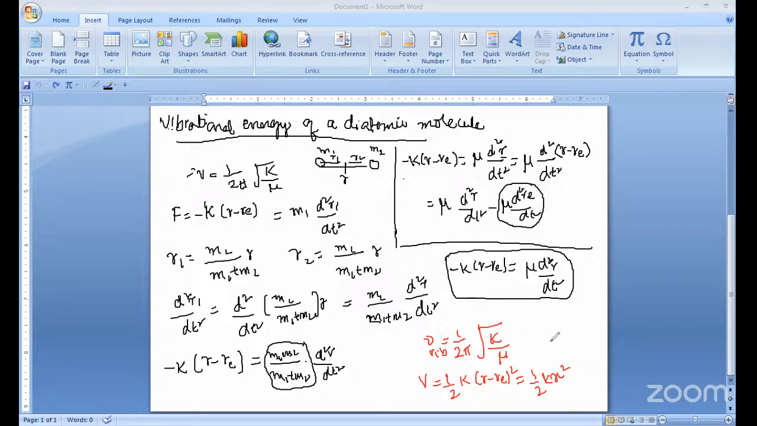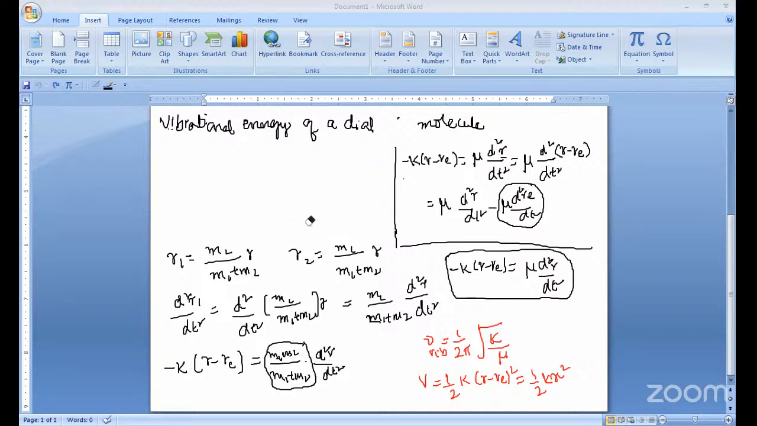Potential energy versus distance, I'll draw here. This is the potential energy and this is the distance R minus Re. So this is going to be a parabolic path like this. This is the parabolic path here.